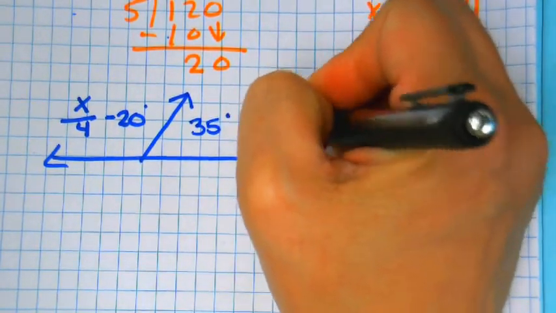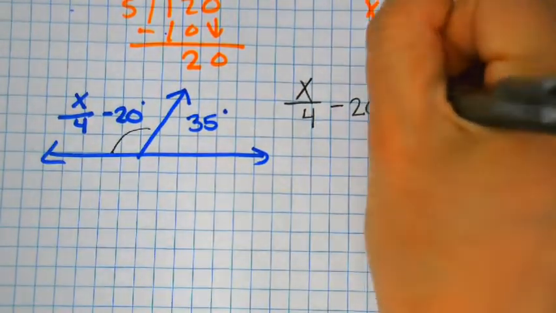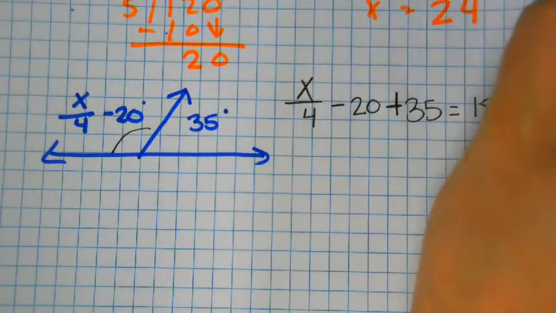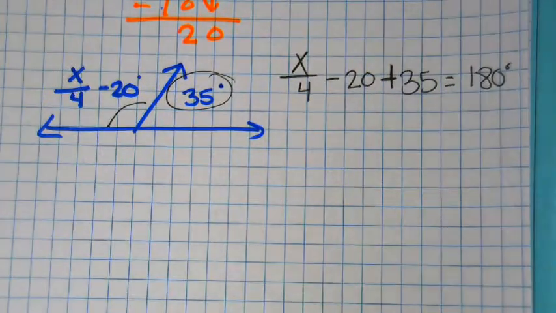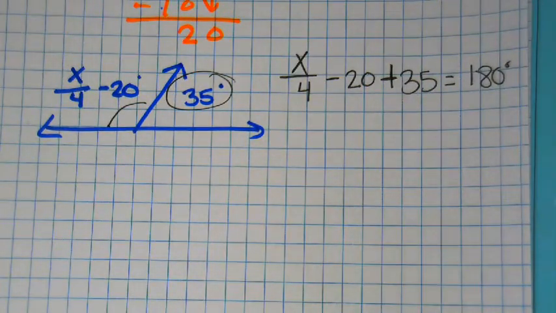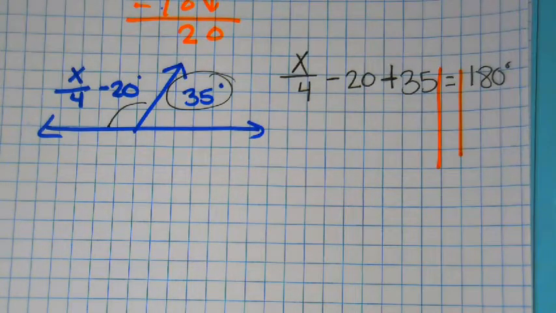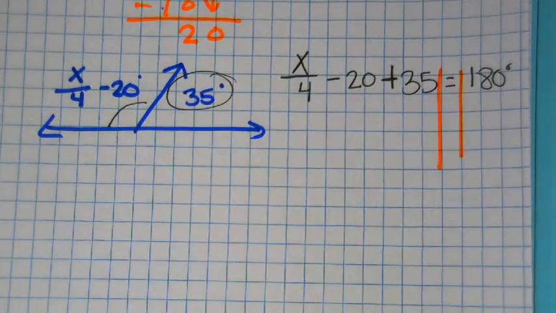X over 4 minus 20, so that's like the first angle. Then I'm going to add 35, and all of that equals 180. Okay? So what do we want to do? 30 minus what? 35? You can do it that way. You can combine. Whatever you want. Go for it.